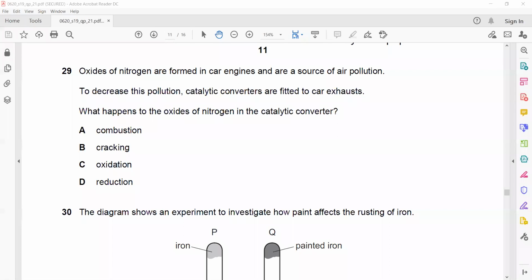Question 29. Reduction. Oxides of nitrogen are formed in the car engine, and they are a source of air pollution. To decrease this, catalytic converters are fitted to car exhausts. What happens to the oxides? Oxides of nitrogen are reduced to nitrogen, as oxygen is removed from them. That's why we call it reduction. And carbon monoxide is oxidized to carbon dioxide.